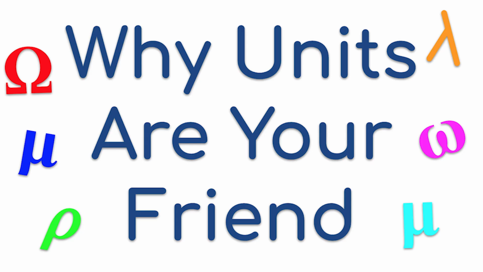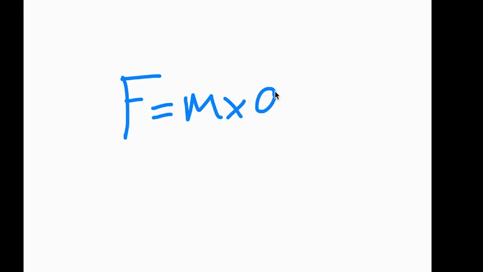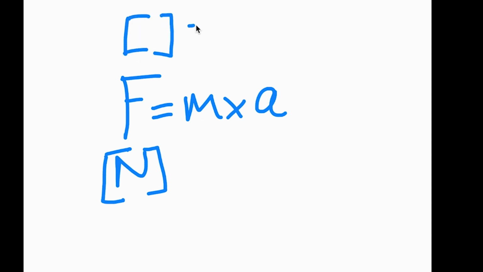But of course, you didn't come here just to find out about SI units, you came here to figure out why units are your friend. Now we're going to start with a simple equation, which is Newton's classic equation of F equals ma, which means force equals mass times acceleration. Now in this equation we have units. These units are represented in square brackets, and the units for force is equal to newtons.